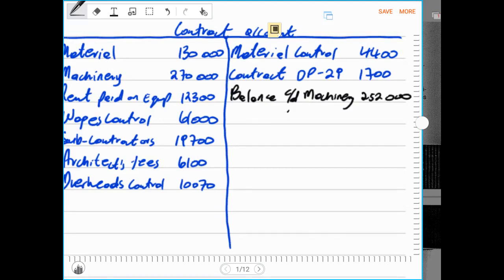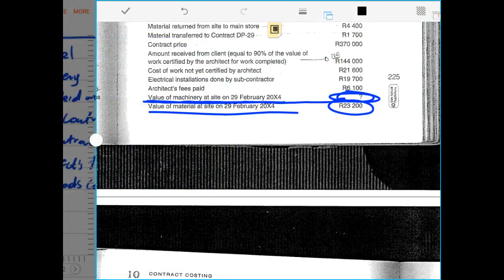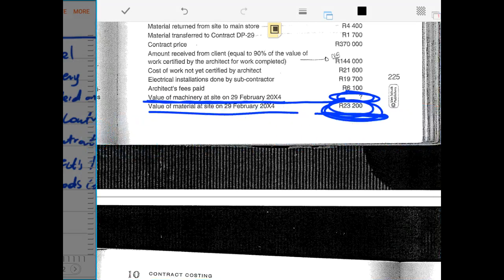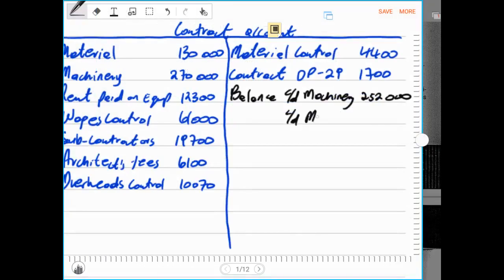Then we have to record the balance carried down with regard to the material. And we already know that balance carried down with regard to material, there we have it, 23,200 rands. This is the balance with regard to material, which is 23,200. Balance of the material by the end of the year.